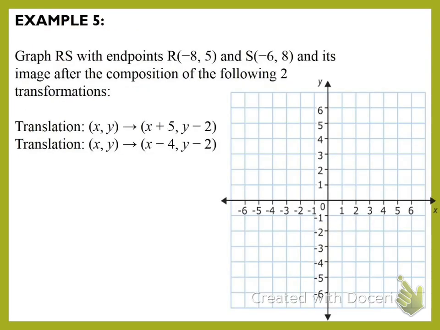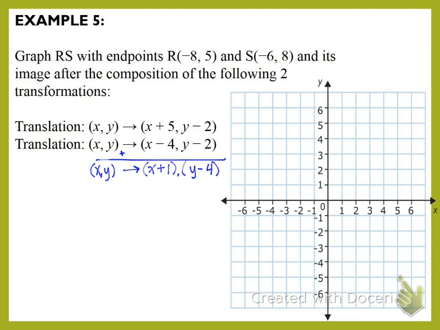Okay, so let's look at the last example. Graph RS with endpoints -8, 5 and -6, 8 and its image after the composition of the following 2 transformations. Now my graph's a little small and I'm not going to be able to graph the original points, R and S. But what I can do is see what it would look like to combine these 2 translations together. So when you have 2 translations, you can simply add those translations together.